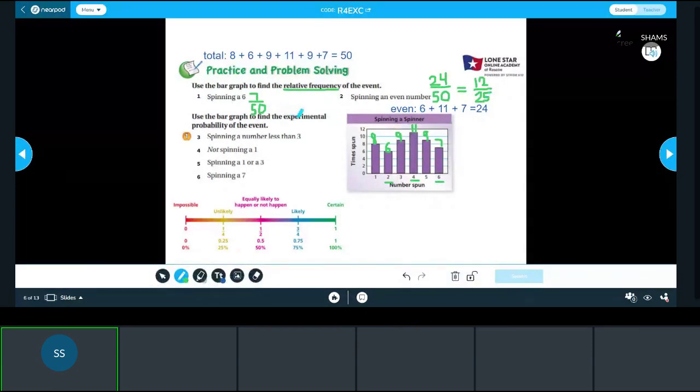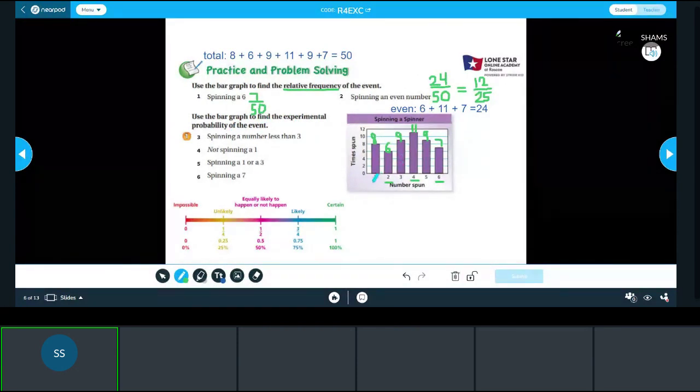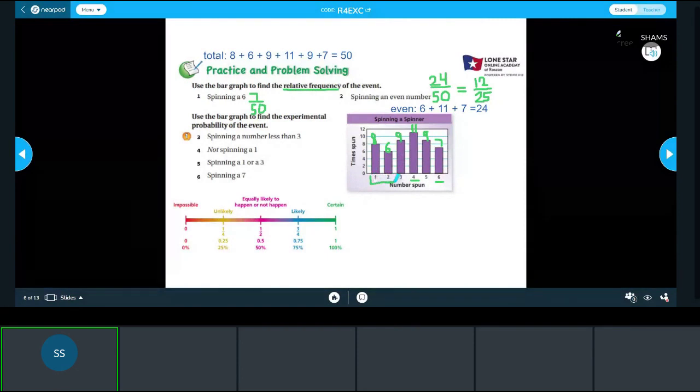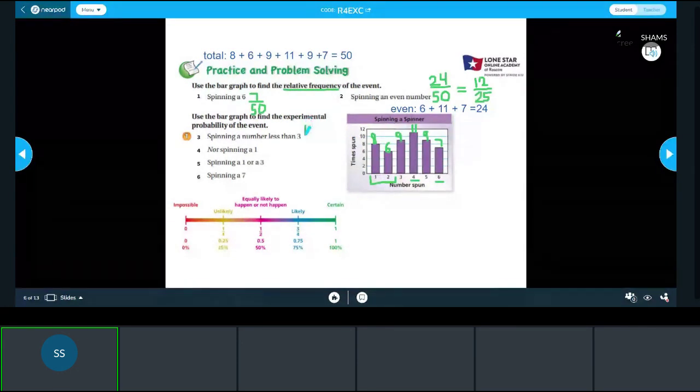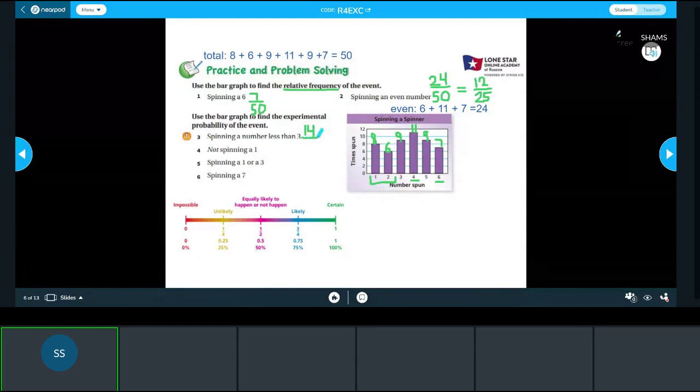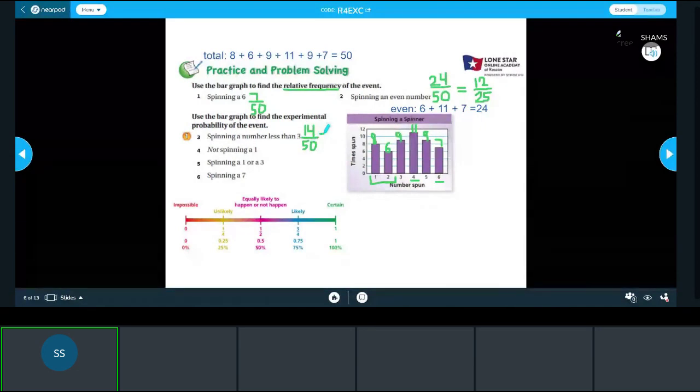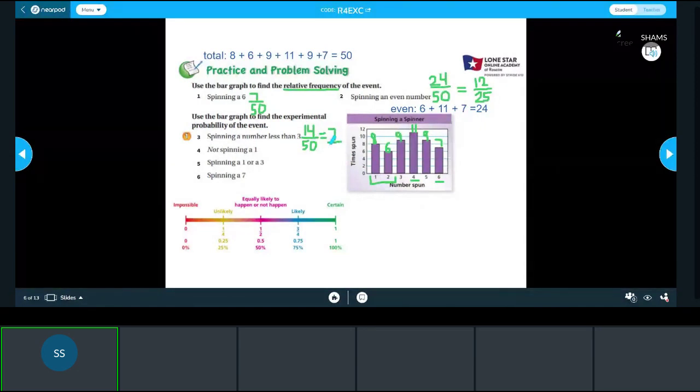Use the bar graph to find the experimental probability of the event: spinning a number less than 3. A number less than 3 would be either 1 or 2. So 8 plus 6 gives you 14 out of 50. A number less than 3 is the number 1 and number 2 only. You can simplify 14 over 50 and make it 7 over 25, because they're even, and even numbers can always be halved.